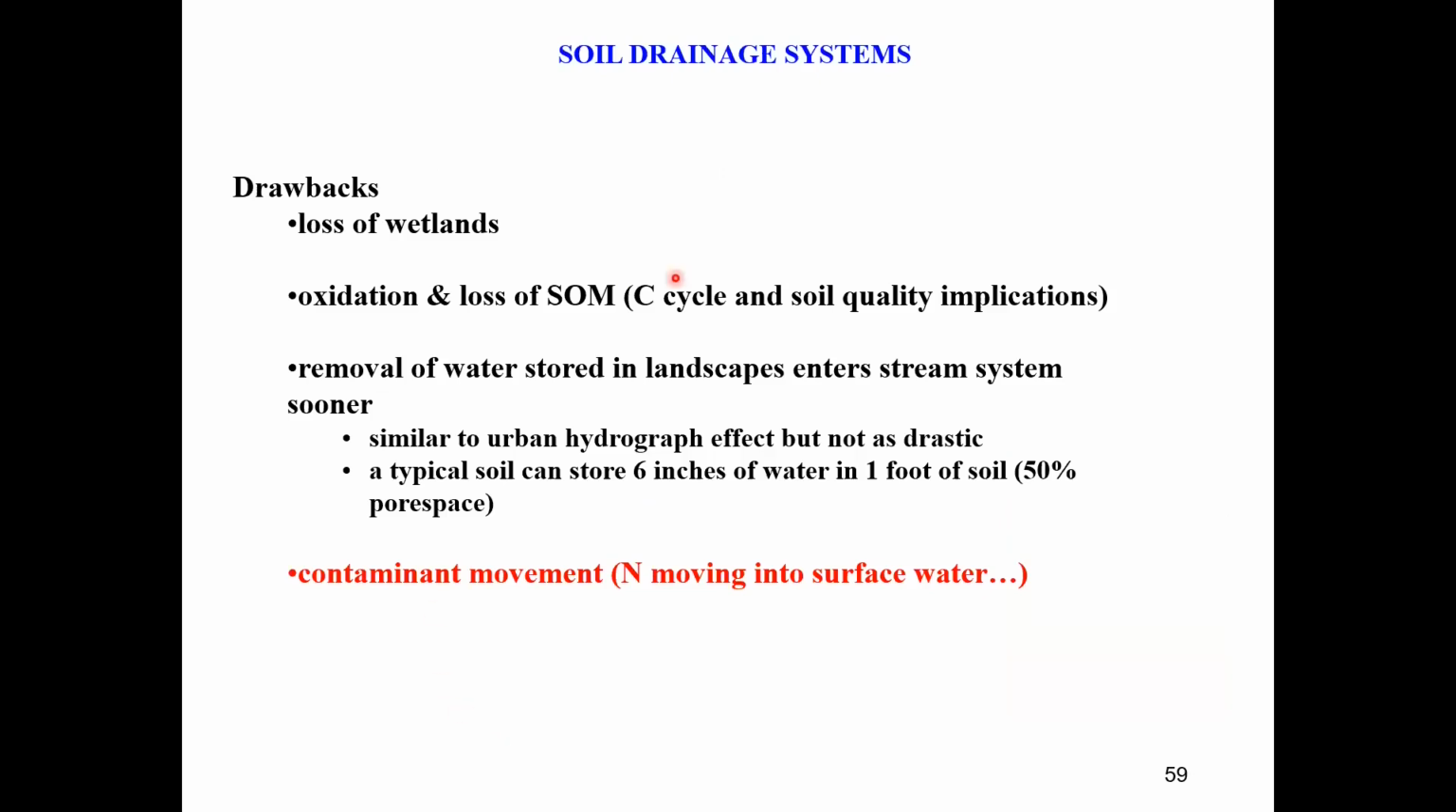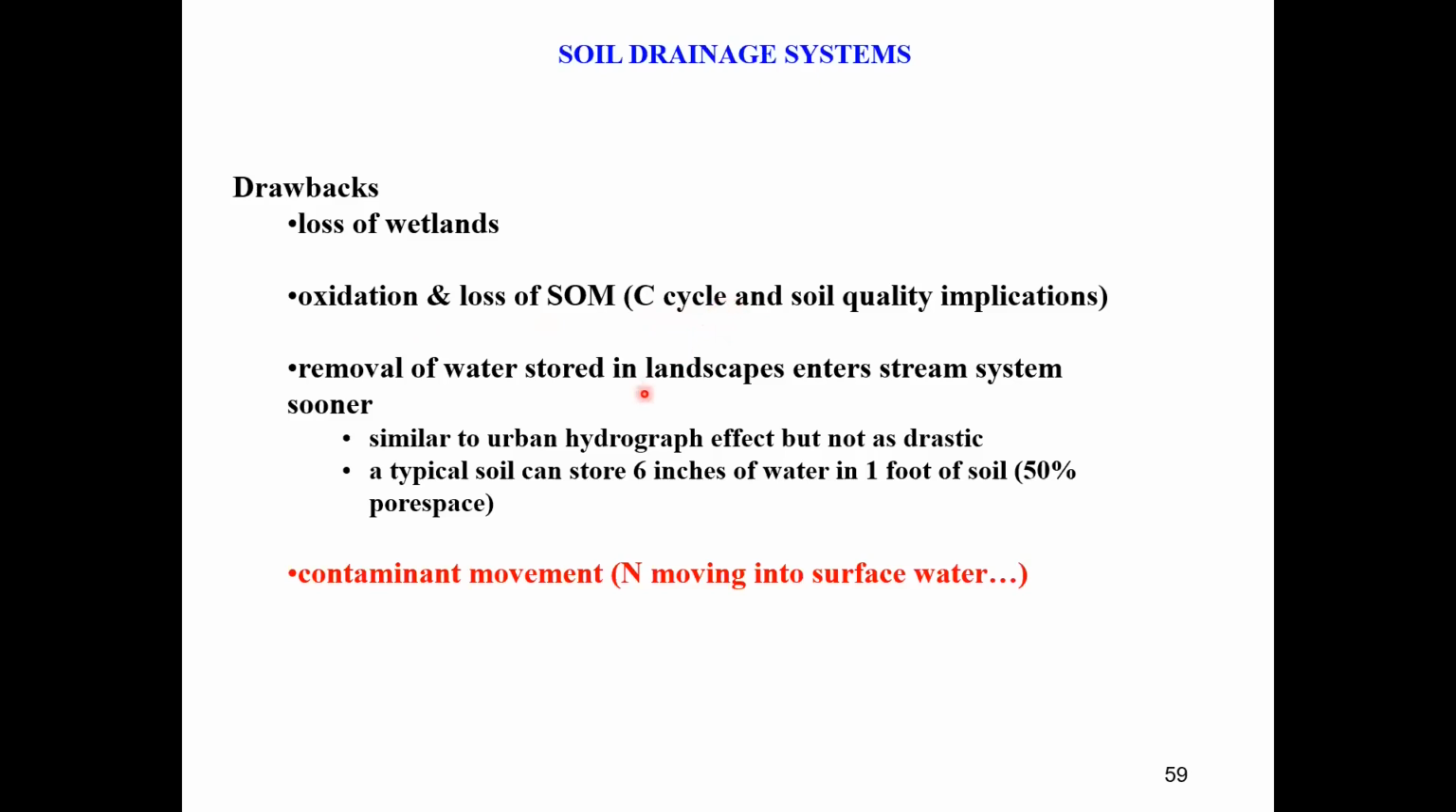But some of the drawbacks of these drainage systems are we lost wetlands and habitat and biodiversity. We lost a lot of organic carbon. Some other time, maybe I could talk about the impact of drainage on soil carbon and soil quality. But our soils are not as productive now as they were 100 years ago because we've lost organic matter, because we lowered the water table. We created aerobic conditions that used to be anaerobic.